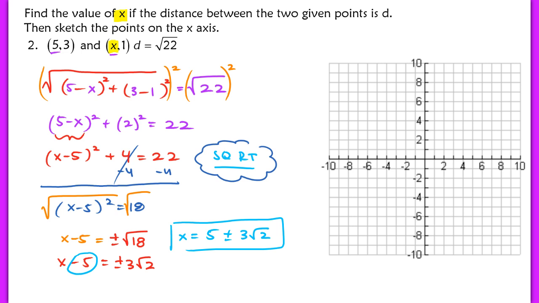All right, so I want to talk about the reason why we actually have two x values here, two different x values. So if I plotted the points that they gave me originally, I have the point 5, 3.